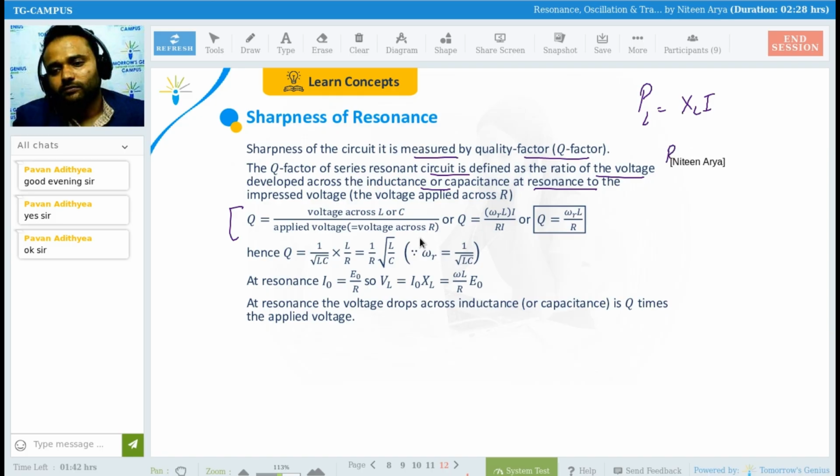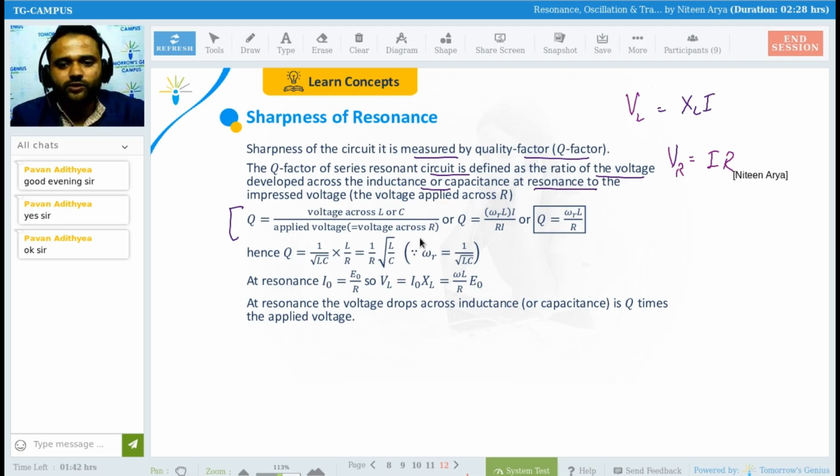So omega R L I is XL I, the voltage across L, VL. Voltage it is, not power. That's why I was confused about how it was written down. So VL, and then here VR is going to be IR.